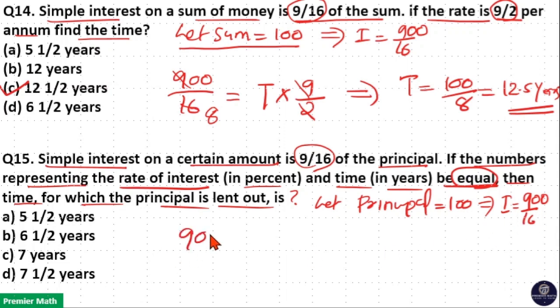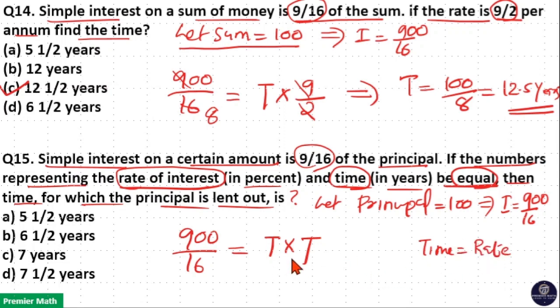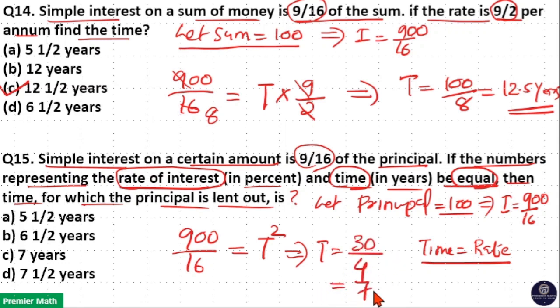So interest is 900 by 16, which is formed by T years at a rate of T percent, because rate of interest in percent and time in years are equal. So here time is equal to rate, and we are representing it with letters. We also take principal as 100 here, so you don't have to worry about the divided by 100, because time is equal to rate. We are representing it with letters, that is T square. Now T square is 900 by 16, which means T is equal to 30 divided by 4, which is equal to 7.5 years. So option D is your answer.